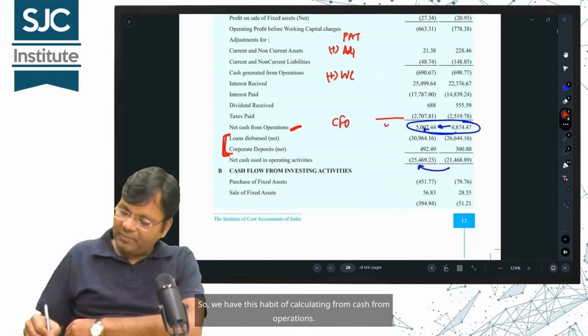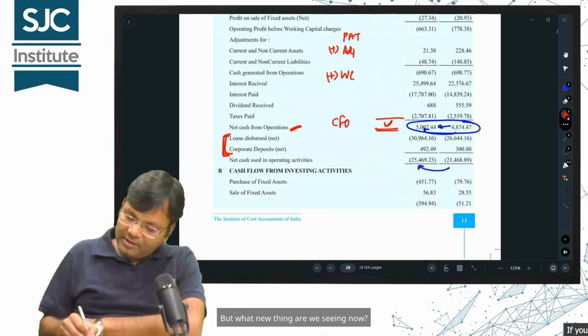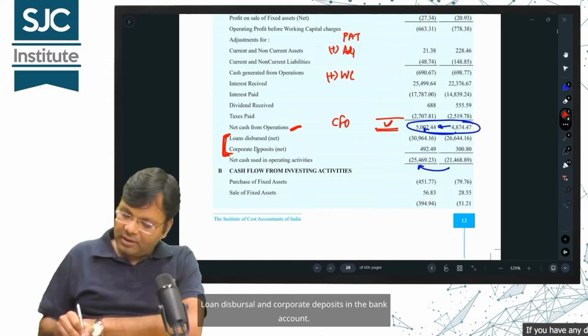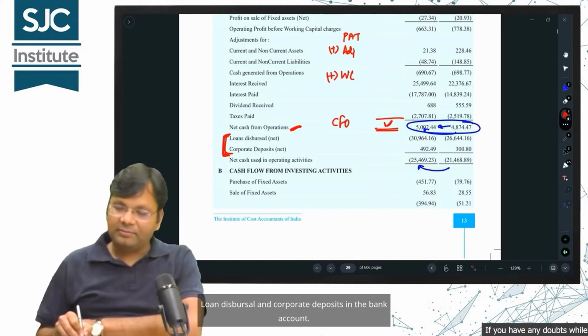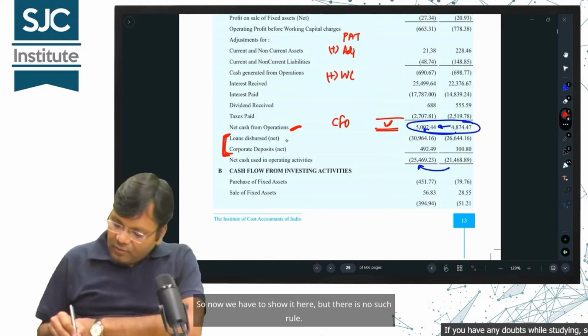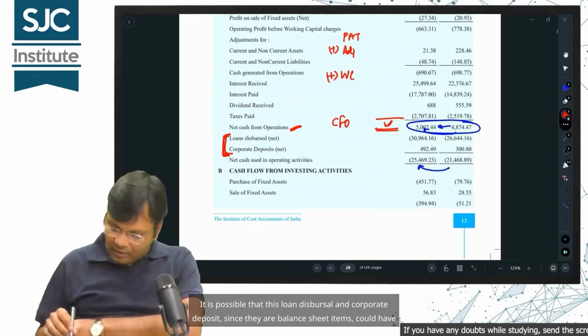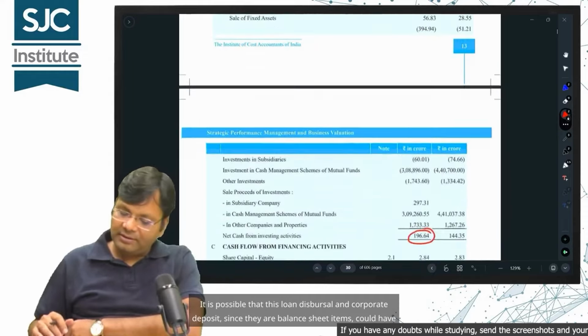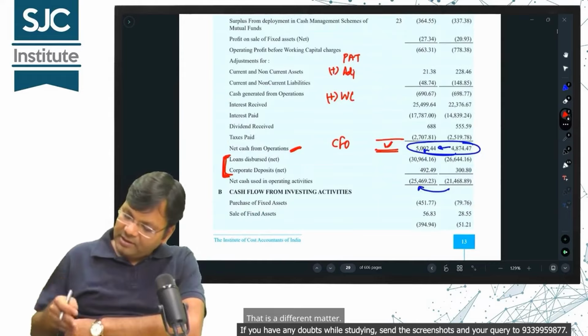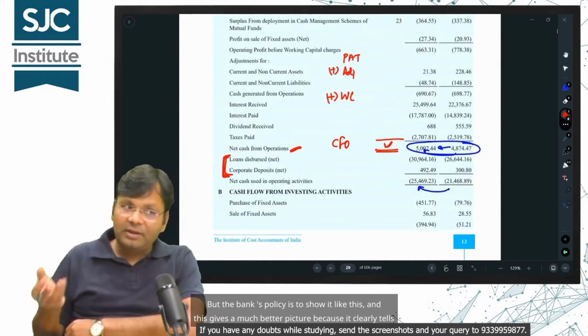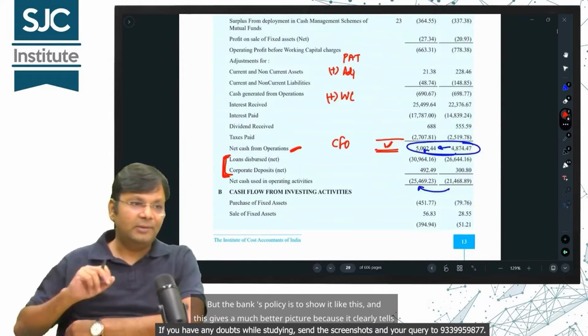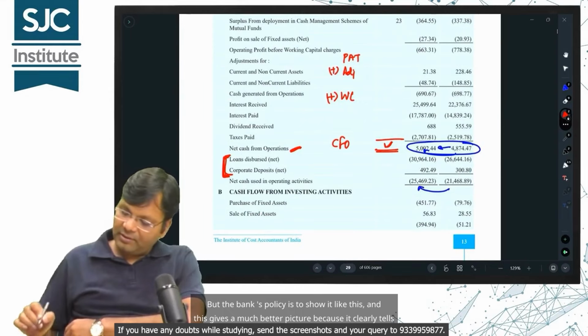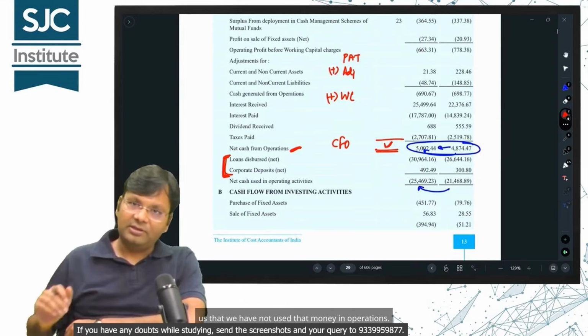So, we have this habit of calculating from cash from operations. But what new thing are we seeing now? Loan disbursal and corporate deposits in the bank account. So now we have to show it here, but there is no such rule. It is possible that this loan disbursal and corporate deposit, since they are balance sheet items, could have been adjusted under financing as well. That is a different matter. But the bank's policy is to show it like this, and this gives a much better picture because it clearly tells us that we have not used that money in operations.